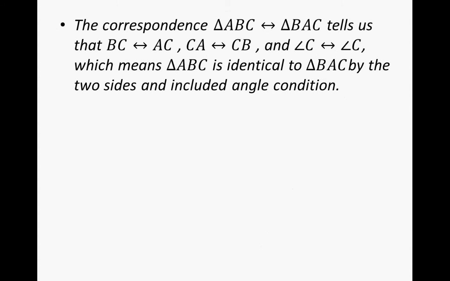The correspondence, triangle ABC corresponding to triangle BAC, tells us that line segment BC corresponds to line segment AC, and line segment CA corresponds to CB. And also that angle C is equal to angle C, which means that triangle ABC is identical to triangle BAC by the two sides and the included angle condition.